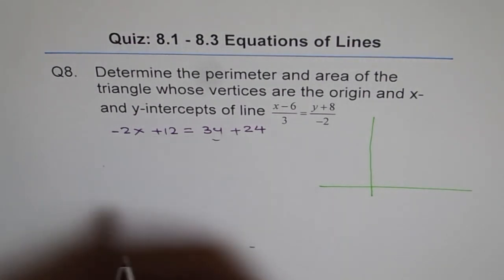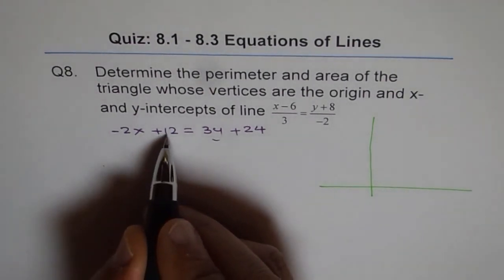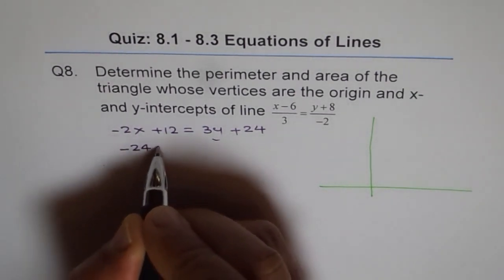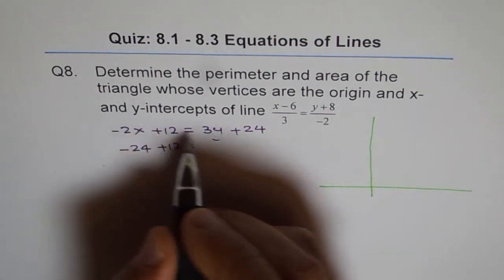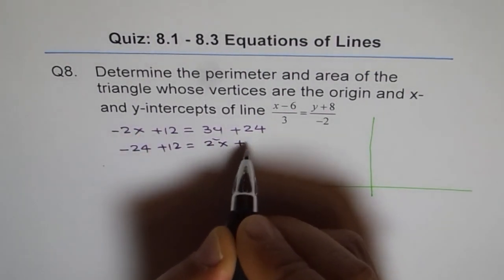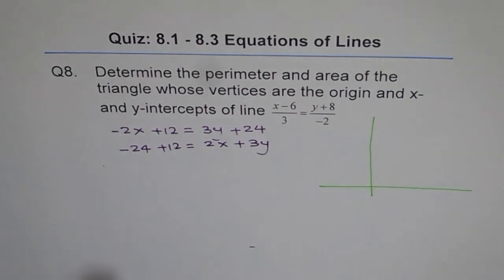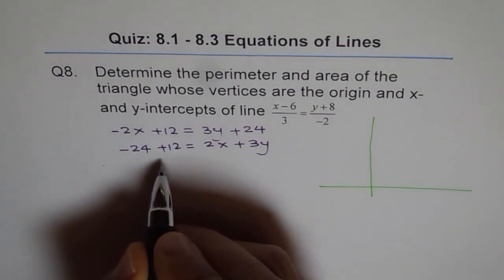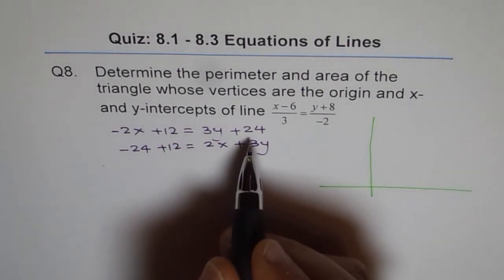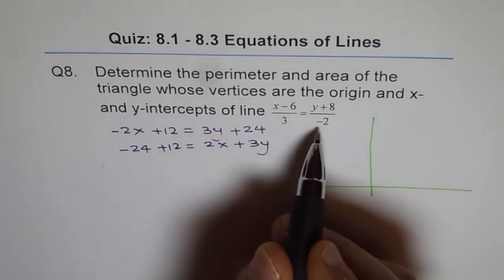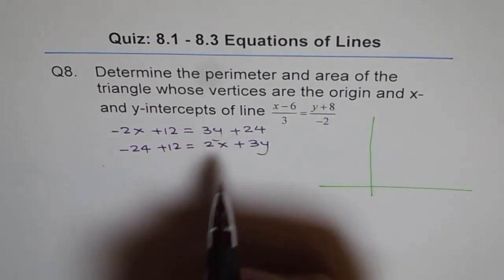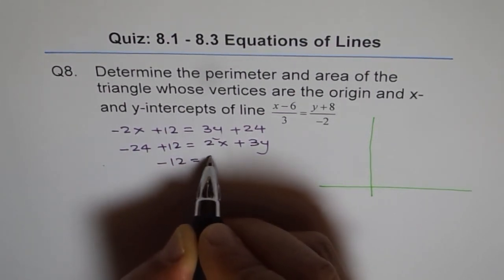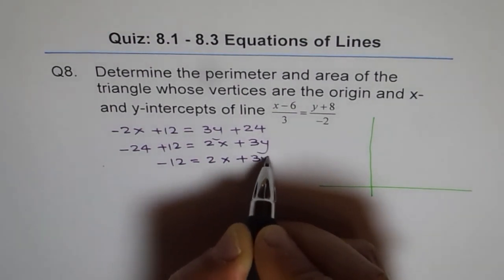Then we bring the x and y terms together and leave the numbers on the other side. So we bring 24 to this side, so it becomes minus 24 plus 12 equals 2x plus 3y. Now from this equation we can find the x-intercept and y-intercept, correct? Let's check. Minus 2x, 3y, 24, that's all correct. So minus 12 equals 2x plus 3y.